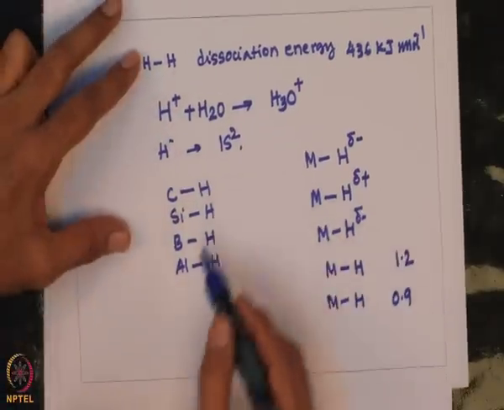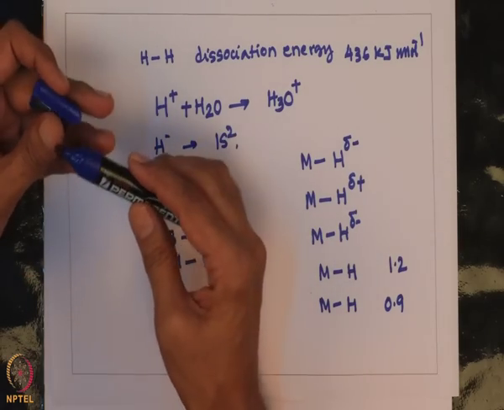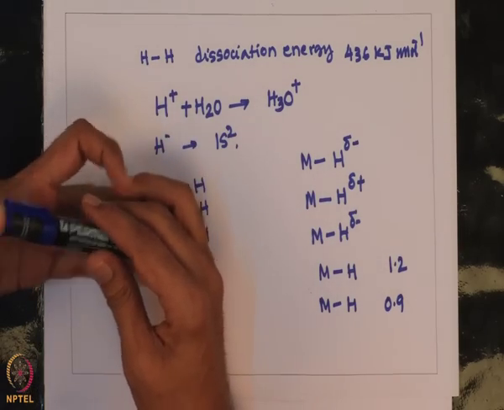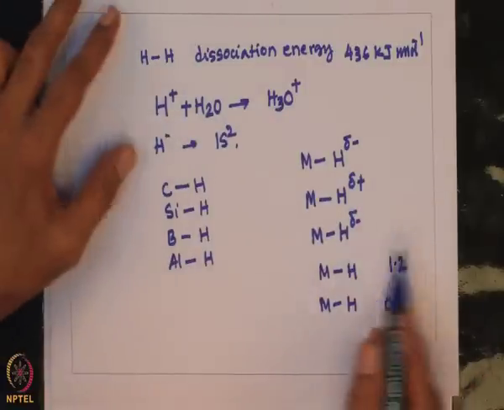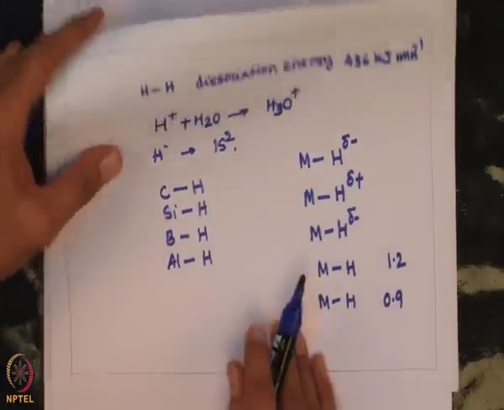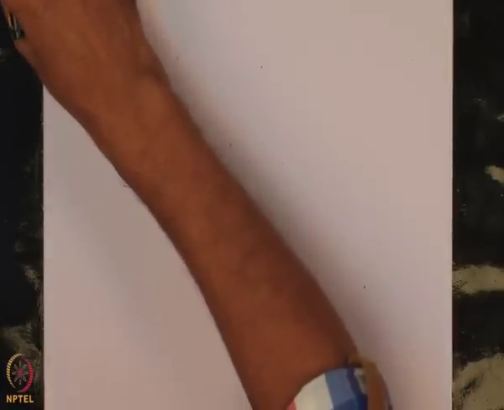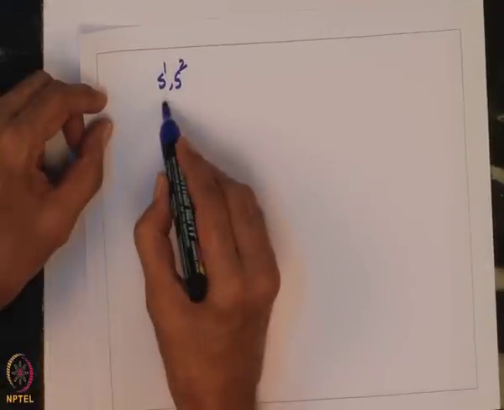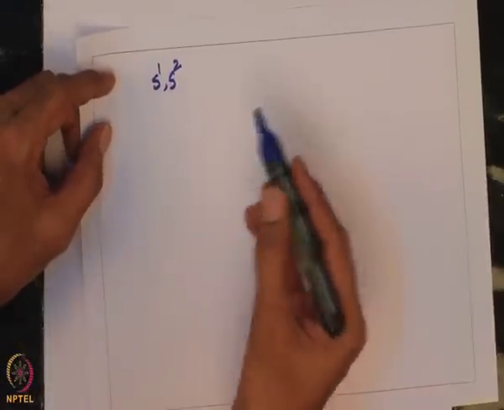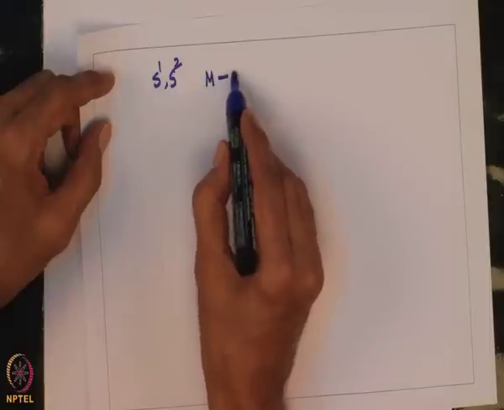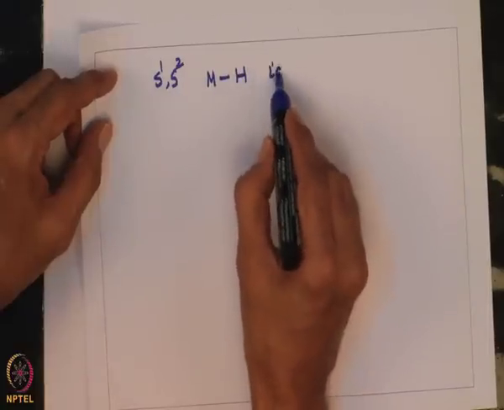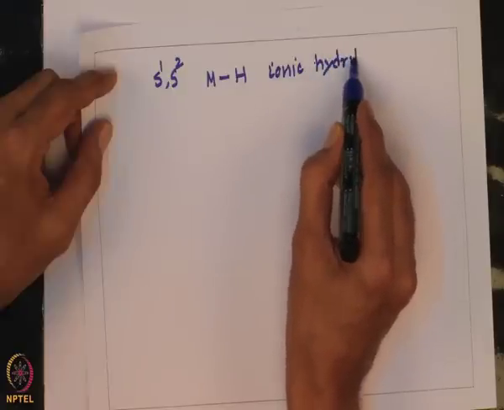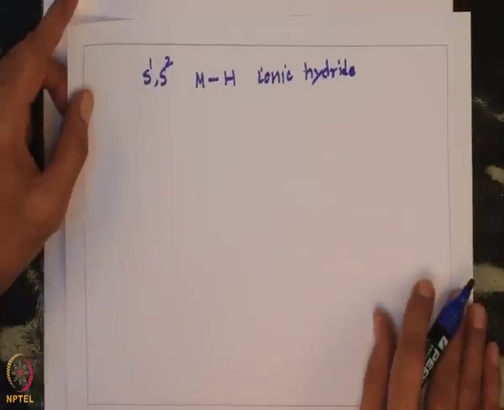So that means here you can see all electropositive elements such as metals, alkali metals and alkaline earth metals form ionic hydrides, S1 and S2 elements. That means alkali metals and alkaline earth metals, when they form hydrides, this is essentially ionic in nature. They are highly reactive and violently react with water.